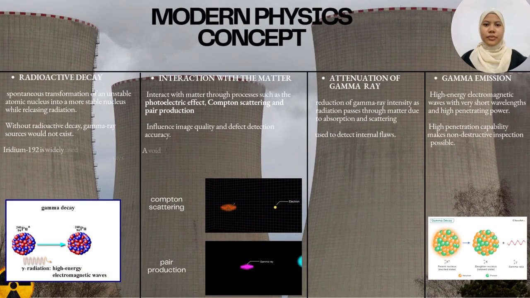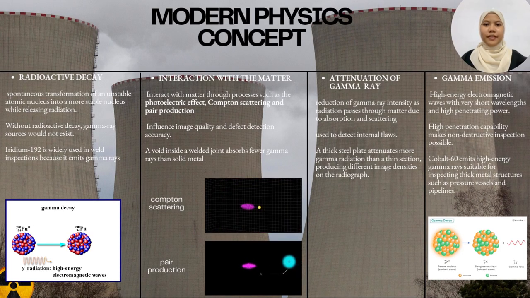This slide shows the main modern physics concepts involved in gamma radiography. First is radioactive decay. Radioactive decay is the spontaneous transformation of an unstable atomic nucleus into a more stable nucleus while releasing radiation, which is gamma radiation. In gamma radiography, radioactive sources such as iridium-192 or cobalt-60 undergo radioactive decay and emit gamma rays. These gamma rays are the source of radiation used to inspect metal structures and welds without damaging them.